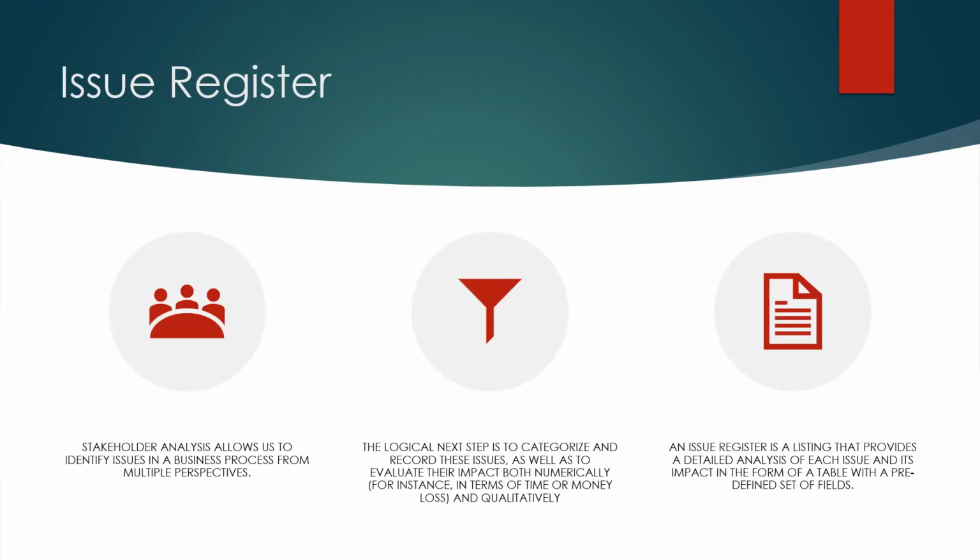Issue register. This is a logical step into categorizing and recording these issues as well as evaluating their impact both numerically and qualitatively. So the stakeholder analysis allows us to identify issues in a business process from multiple perspectives. The logical next step is to categorize and record these issues as well as to evaluate their impact both numerically, for instance in money, or qualitatively. An issue register is a listing that provides a detailed analysis of each issue and its impact in the form of a table with predefined fields.